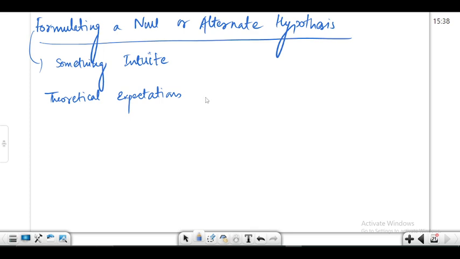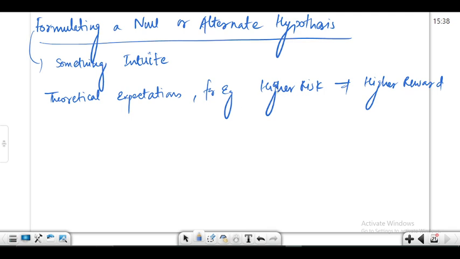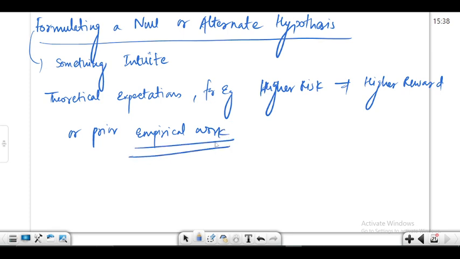For example, higher risk implies higher reward. This is something that is very intuitive, and we have theoretical evidence of this particular relationship. These types of things are your prior empirical work, where we have data to prove something. These things allow you to formulate a hypothesis using your own sense, your own belief or your own intuition.